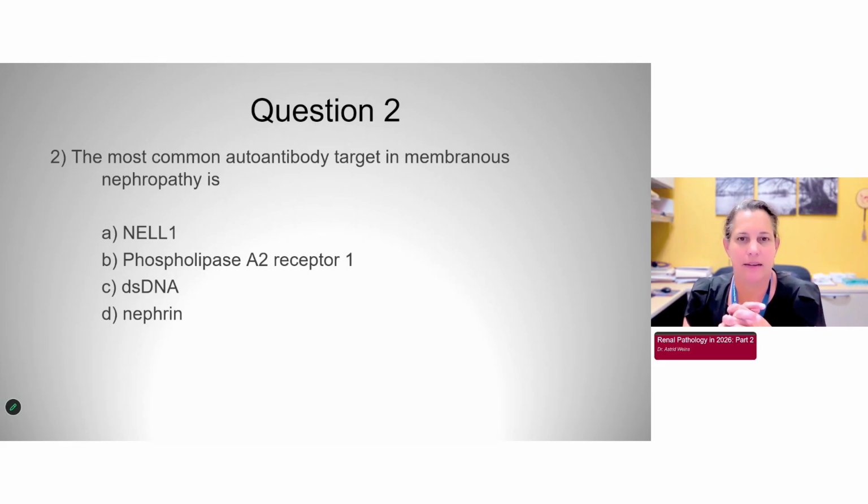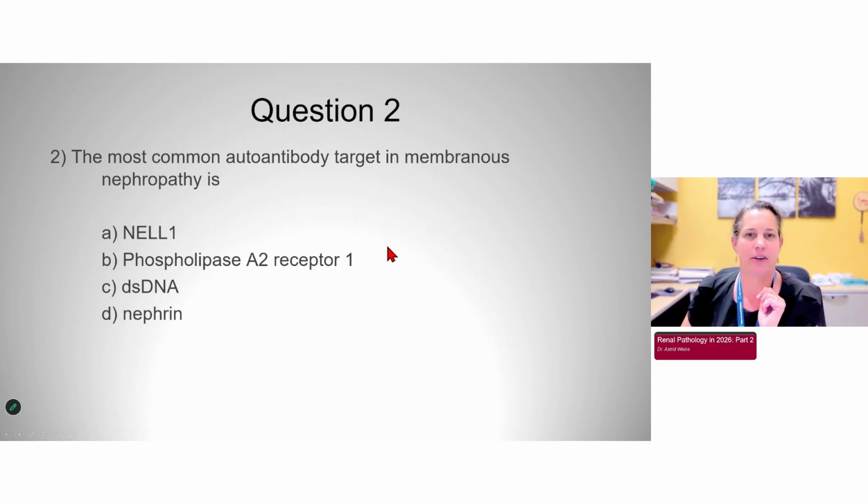I think this has trickled down to a lot of people by now. Okay, I'm giving it a little more time, but it looks very clear. The answer is pretty clear, with a few people saying double-stranded DNA, but most people say phospholipase A2 receptor 1, which is the correct answer.